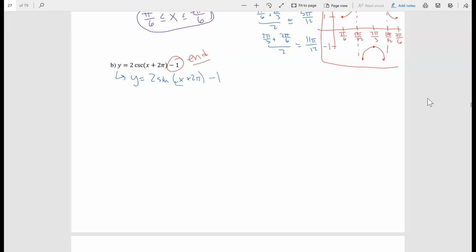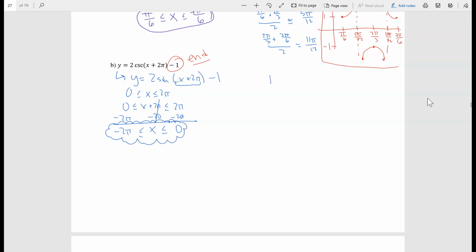Okay, so we're going to start off with the argument. We know that x should be between 0 and 2 pi. So we have x plus 2 pi is going to be between 0 and 2 pi. So I'm going to subtract this 2 pi from all sides. And we see that it's going to be between negative 2 pi and 0. So this is where the new cycle is going to be, which is basically the same one, but it's now on the negative side.